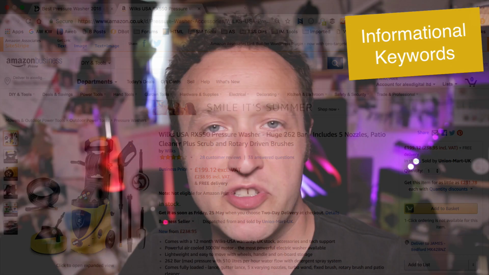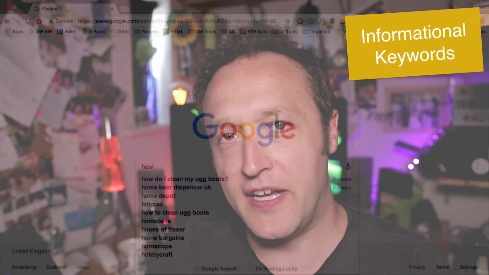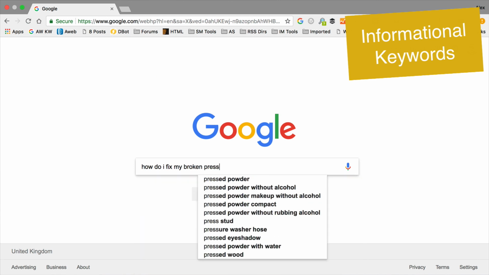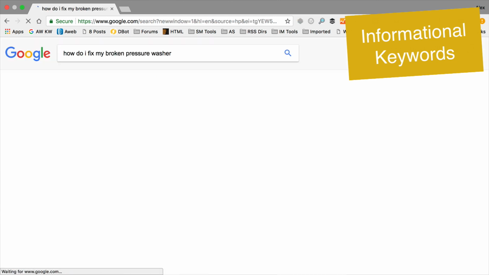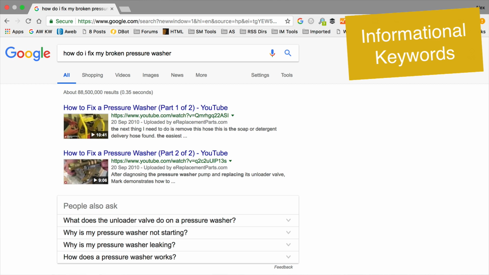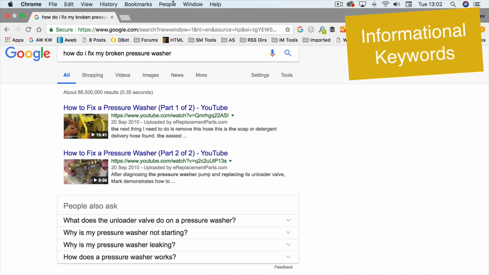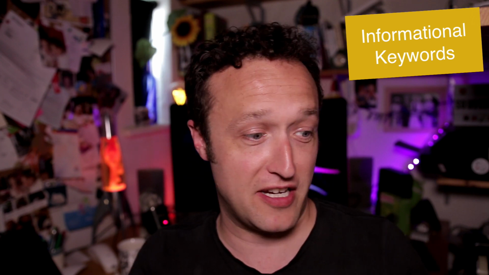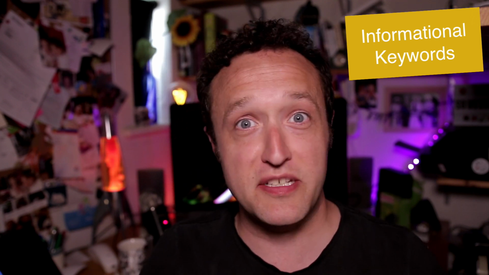On the other hand, if someone was searching for how do I fix my broken pressure washer, that might not be such a good keyword. You might be thinking, oh, well, they're looking to buy a new pressure washer. But if you look at the keyword carefully, you can clearly see that they're looking to repair the one they currently have. So you could produce a great piece of content all around things to check and things to do when you're looking to repair your pressure washer, but it's unlikely to lead to a product sale because the person's going to read your article, they're going to fix their existing pressure washer, they don't need to buy anything.